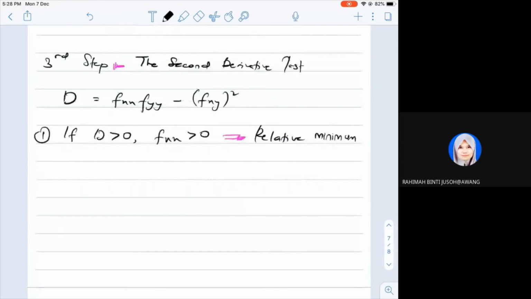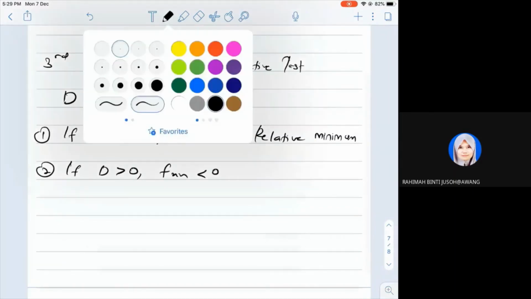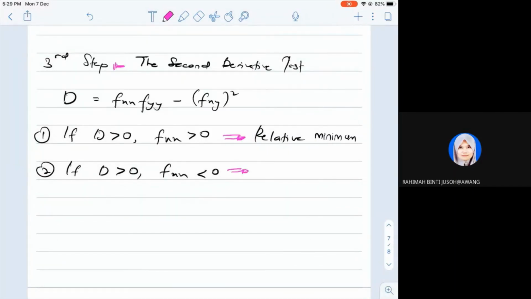All right, conclusion number 2. Again, if you calculate your D and get greater than 0, but your fxx is less than 0, then the conclusion should be a relative maximum.